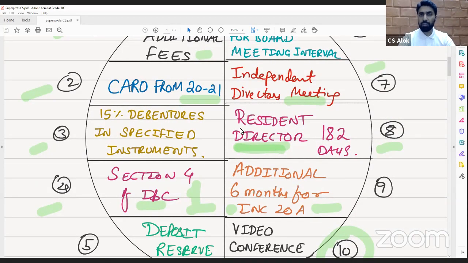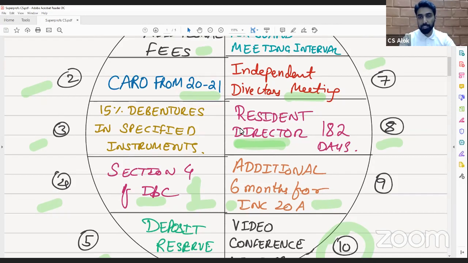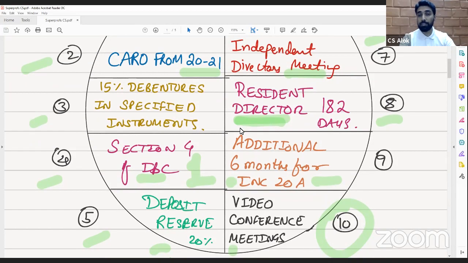Then we have the concept of resident director. At least one director of a company should be resident in India. They don't say an Indian person, it could be a foreigner, whatever. One person should be in India for 182 days in the year, correct? Now that rule has been relaxed like this. Then an additional 6 months' time is given for INC 20A. I'll study all this in detail.